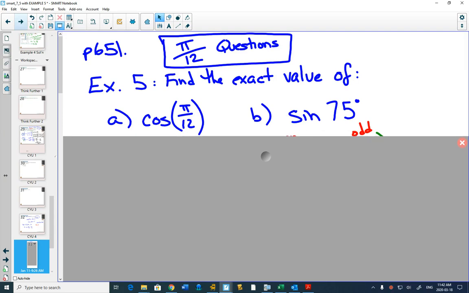So if you want to find the exact value of cos of pi over 12 or sine of 75 degrees, our strategy is to use our sum and difference identities.